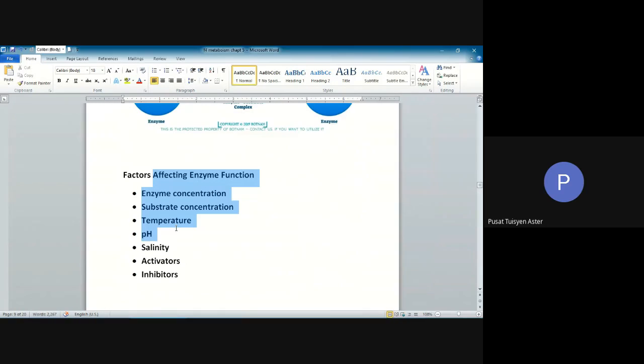Okay, in your biology, you majorly study these four factors je. Inhibitors, activators, salinity, you tak belajar sangat. Tapi I will explain to you. Okay, let's start with inhibitors. What is inhibitors in your general knowledge? Inhibitors, dia macam, they inhibit something. Right. It will stop a substance which will slow down or prevents a particular chemical reaction or other process which reduces the activity of a particular enzyme. Okay. So that is inhibitor.